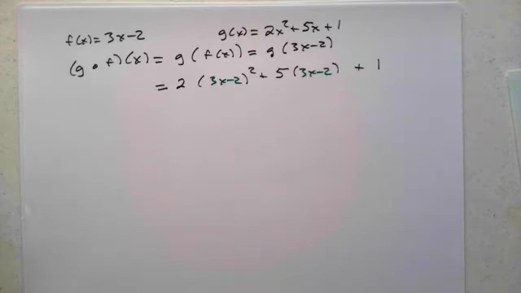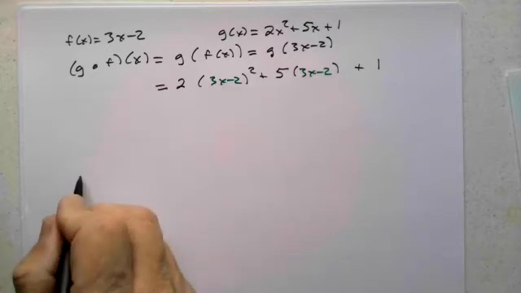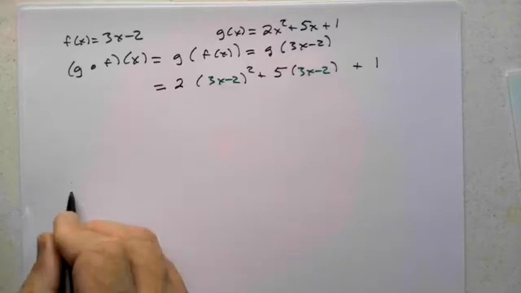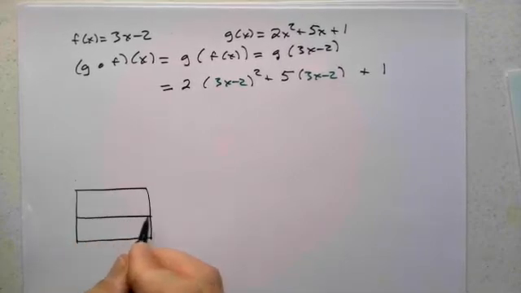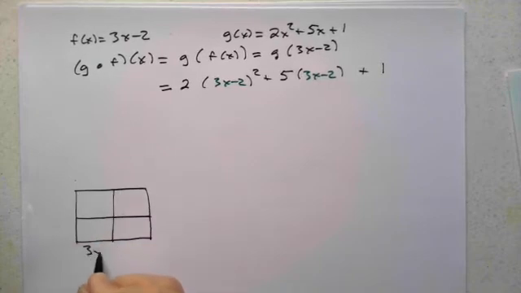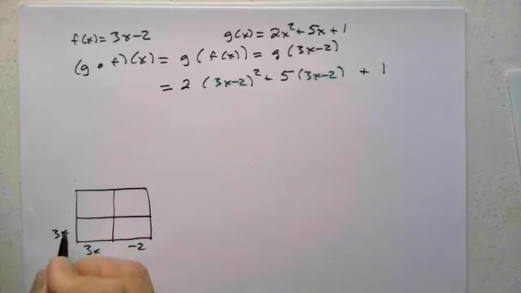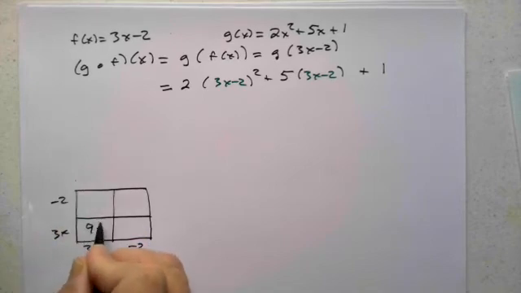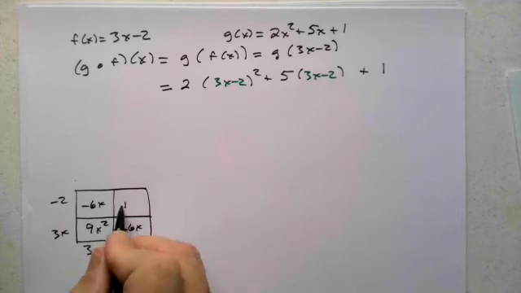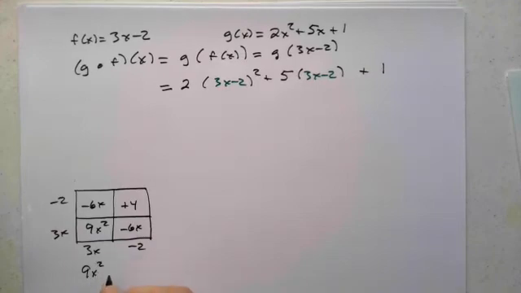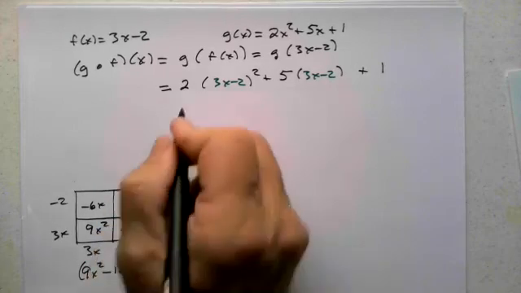So now I need to do 3x minus 2 squared. I like to use my multiplication box to visualize that process. 3x minus 2 times 3x minus 2, 9x squared minus 6x minus 6x. Negative 2 times negative 2 is plus 4, which gives me 9x squared minus 12x plus 4. That is 3x minus 2 squared.